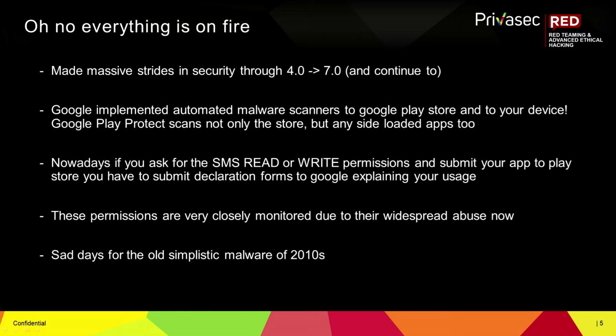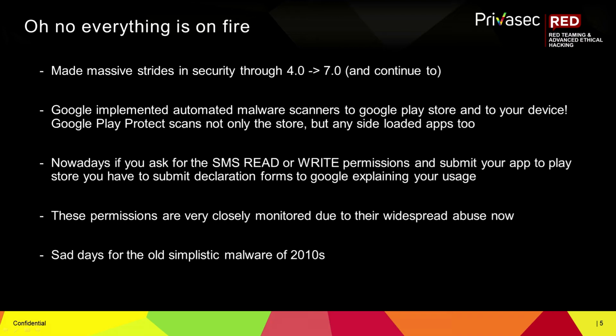Google even implemented automated malware scanners in order to address the rampant malware abuse on the Google Play Store. This not only scanned applications on the Google Play Store, but it actually also installed the Google Play Protect application to devices. This means that over 2.5 billion Android devices are actively scanning applications that are installed onto the device, even if they're sideloaded. And they'll scan them for malware, and this will feed back to Google into very advanced machine learning algorithms that try to identify malware patterns.